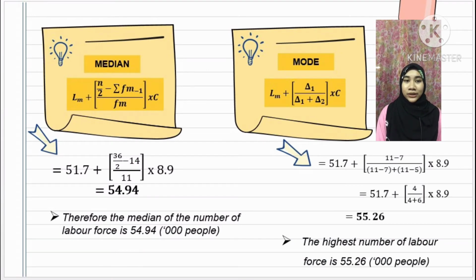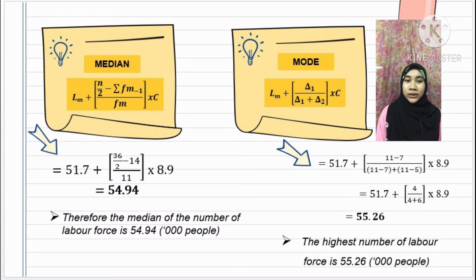This is the formula that has been highlighted in this slide. So, the solution to get the median is 51.7 plus bracket 36 divided by 2 minus 14 divided by 11 close bracket multiplied by 8.9 equals 54.94. Therefore, the median of the number of labor force is 54.94, similar to 54,940 of labor force. After that, the mode.